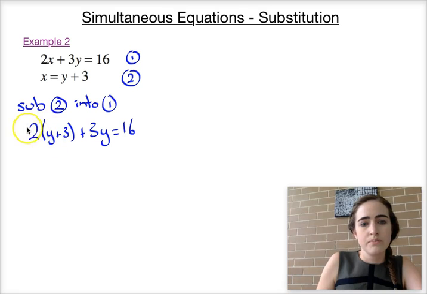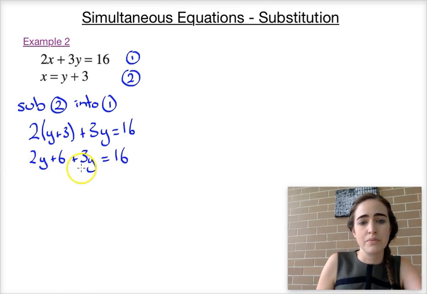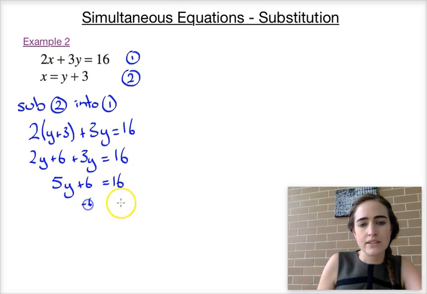Okay, so expanding that bracket out, 2 times y is 2y, 2 times 3 is 6, so plus 6, then we've got our plus 3y equals 16. Then we can simplify this bit, so 2y plus 3y will give us 5y, plus 6 is equal to 16. Then we're going to subtract 6 from both sides and end up with 5y is equal to 10. And then we'll divide both sides by 5 to get that y on its own, and we'll end up with y equals 2.